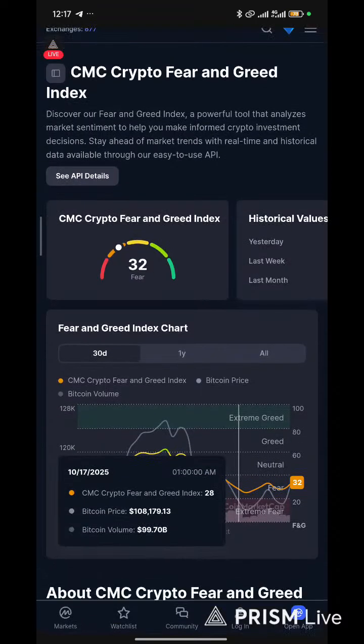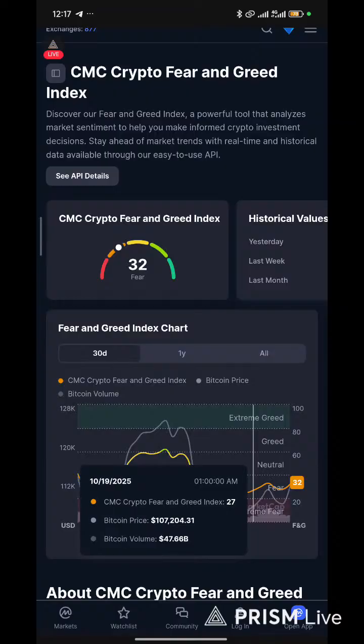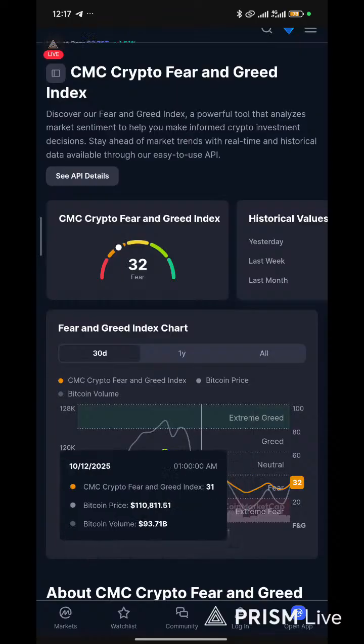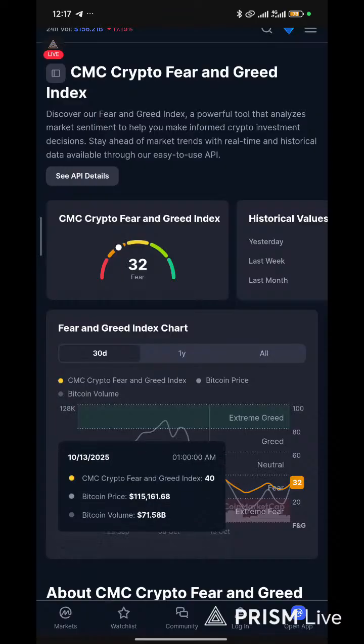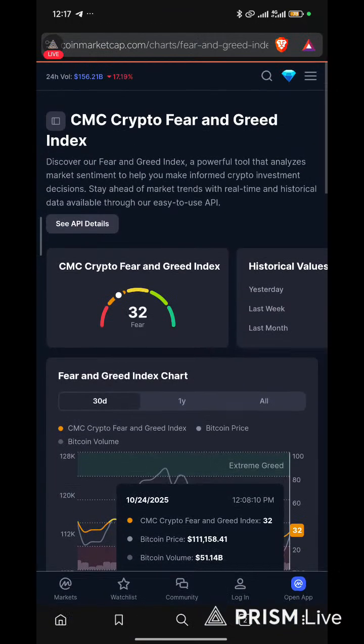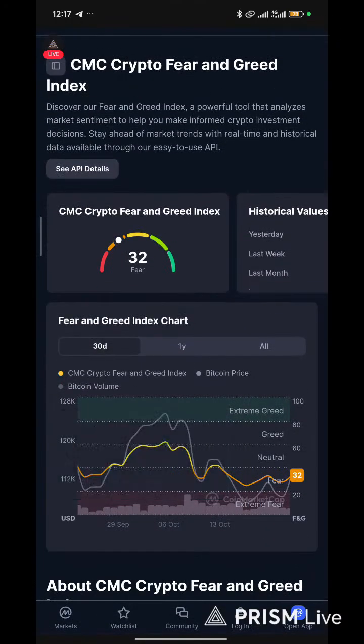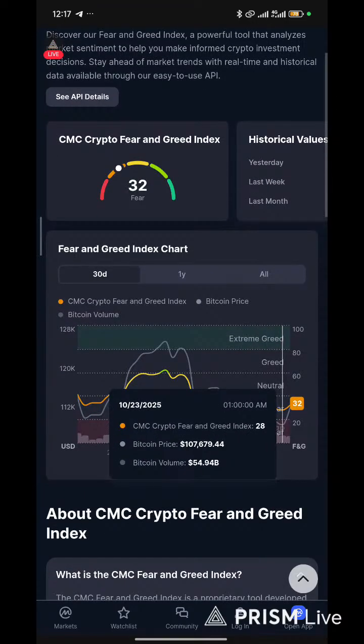This is how it is: extreme fear, fear, neutral, and greed. Over the last 30 days, BTC was still trading at 107. As you can see, extreme greed. Have you seen it? Extreme fear, fear, neutral, greed, and extreme greed.